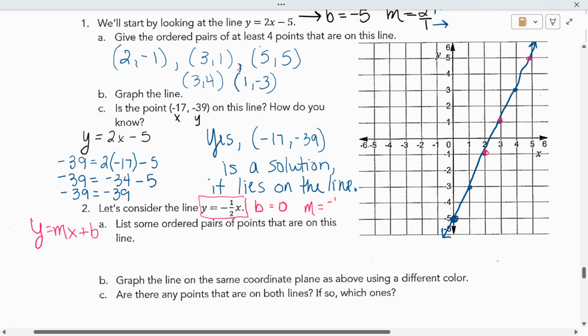Negative 1/2. So that means I'm going to have to go down and to the right 2. So I'm going to begin at 0, and I'm going to go down 1 and to the right 2. Down 1 and to the right 2. I can also go up 1 and to the left 2. Up 1 and to the left 2.